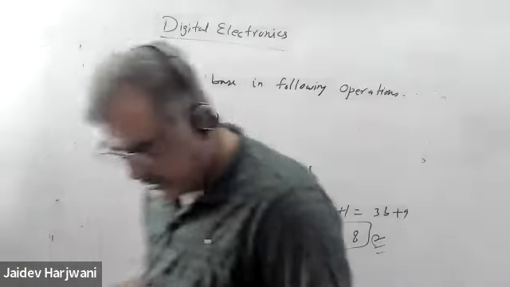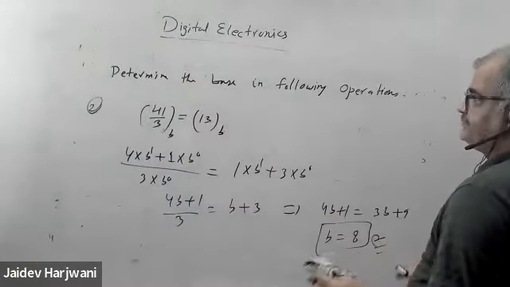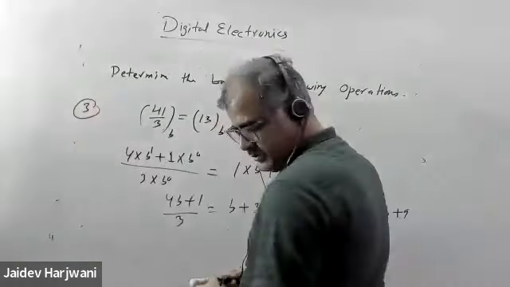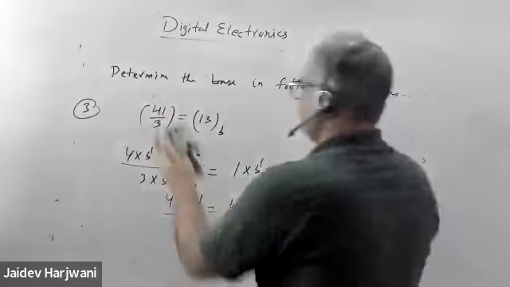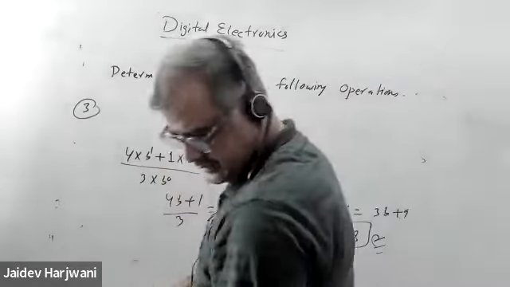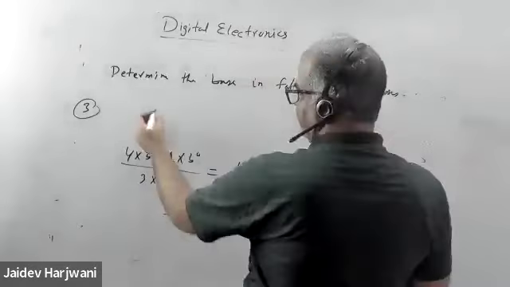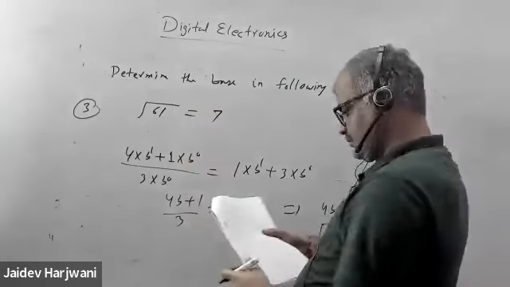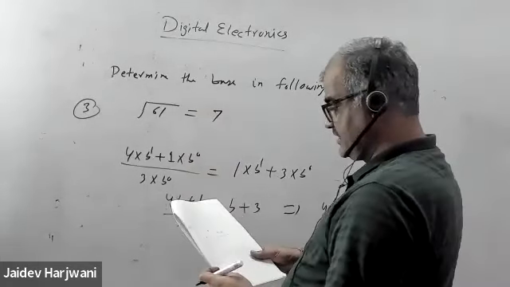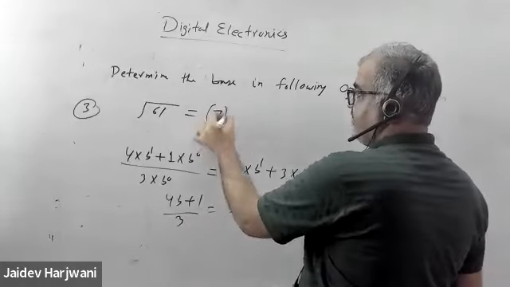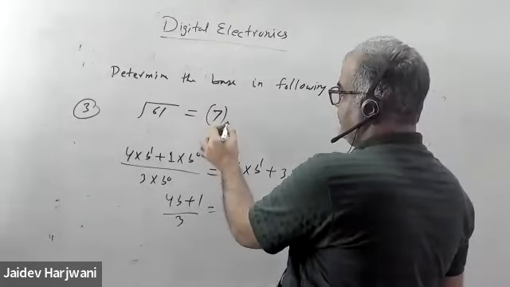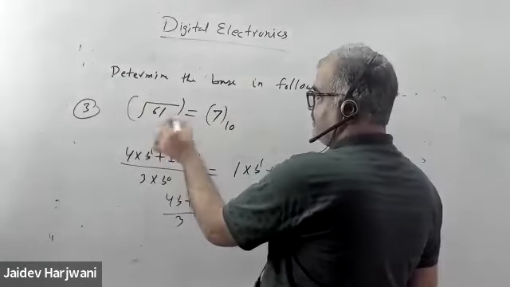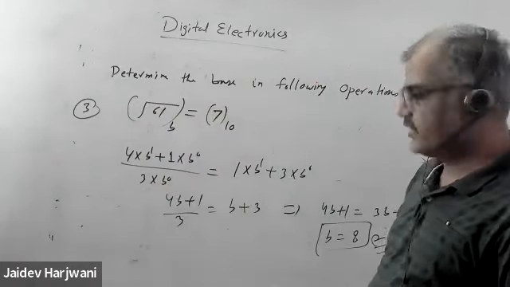So let me give one more problem. Say in some number system, under root of 61 is equal to 7. Some base number is 7. Say I'm telling, this is 10, base system 10. This is in b, and this is 10, equal to 7. So find out the base.